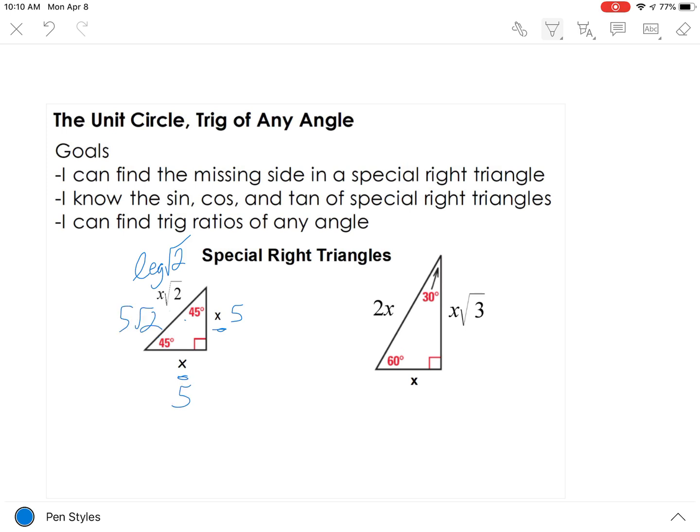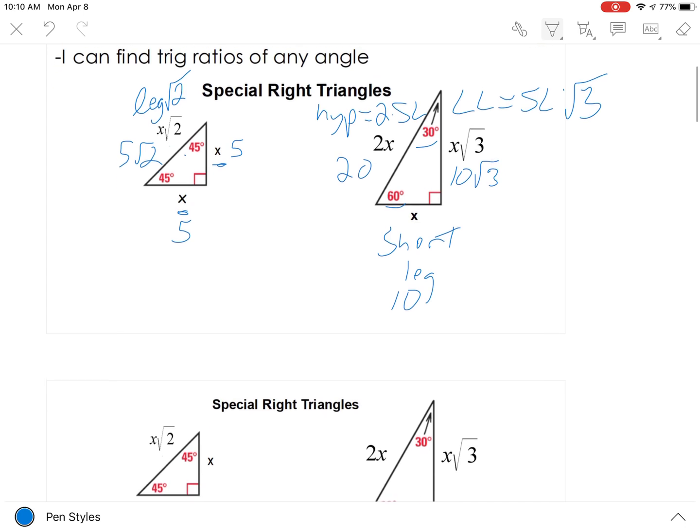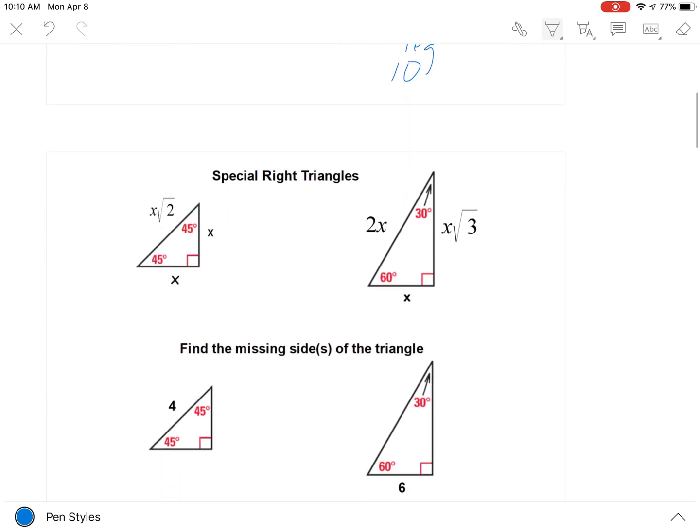For a 30, 60, 90 right triangle, I have the short leg that is given to me. Then I know that the hypotenuse is 2 times that short leg, and you'll see me write SL a lot. The long leg here is equal to the short leg times the square root of 3. So for instance, if I know that this is 10, the hypotenuse has got to be 20, and the long leg is 10 square root of 3. So those distances are going to change. So here we go, there's the rules.